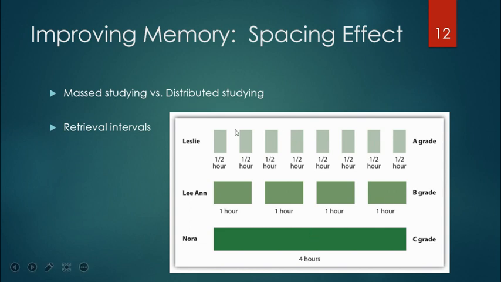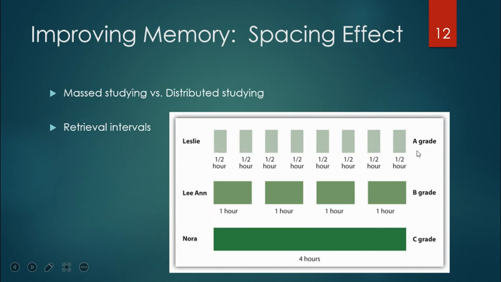So if we take a look at this graph here, we've got Leslie, Leanne, and Nora. Leslie studies half an hour every single day, right up until the test. Turns out Leslie gets an A. Leanne studies 1 hour for only 4 days before the exam. Leanne gets a B. Nora, however, waits until the very last minute, studies 4 hours the night before the exam, and Nora gets a C. So this is a very simplified scenario here, but this is kind of a real world example.